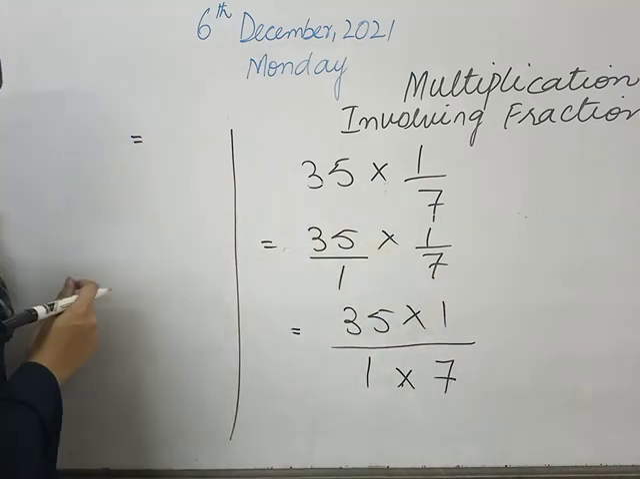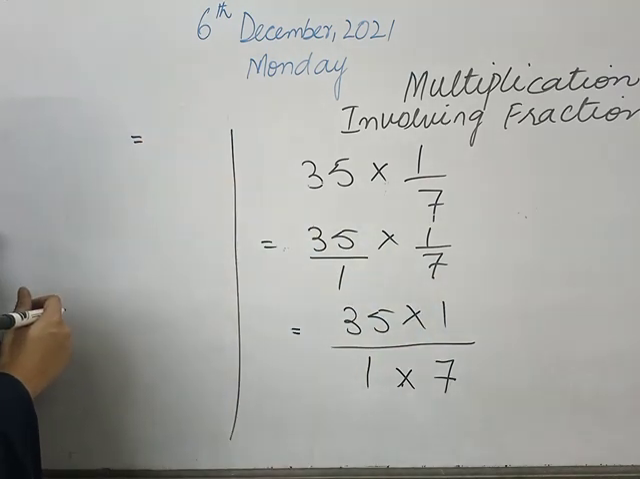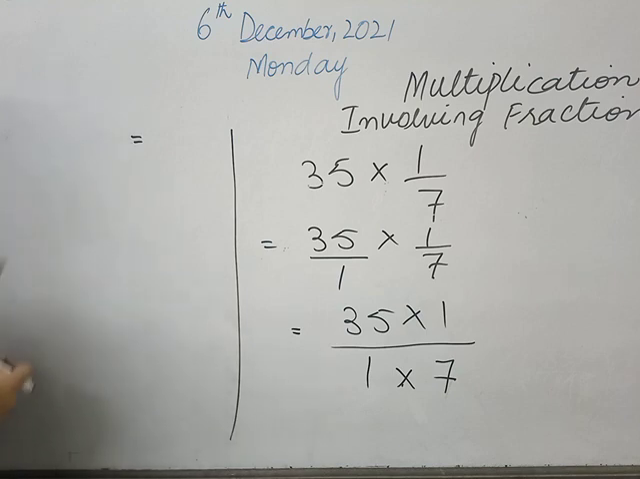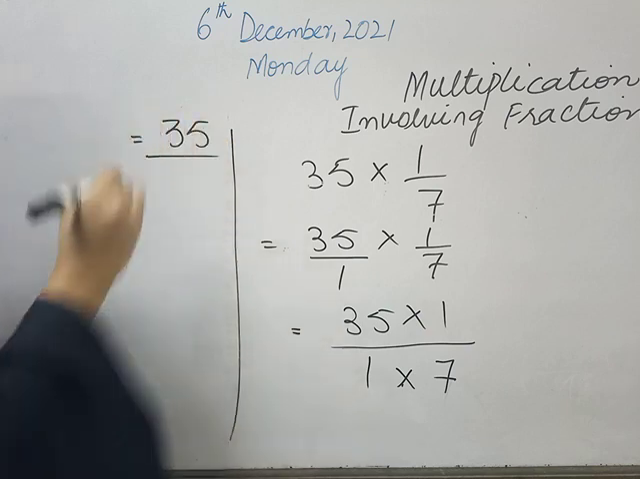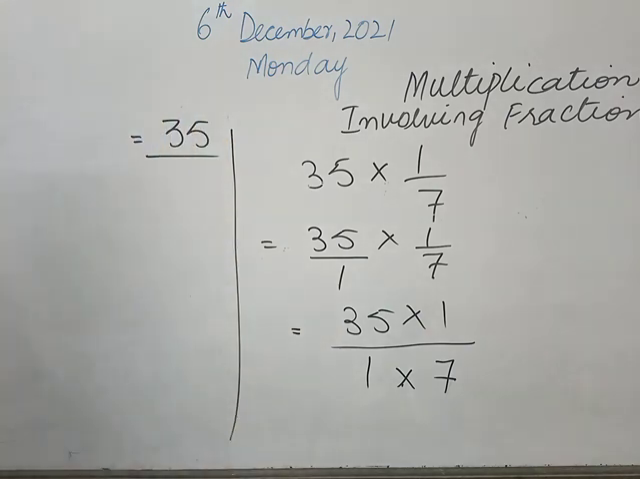Now after multiplication we have 35 one times. Who will tell me? Yes, Ahmad, you tell me. 35 into 1. Very good. 35 one times is 35. I will write it here, with the sign of fraction. Now 1 into 7. Who will tell me? Yes, Hania, you tell me. 1 into 7 is 7.